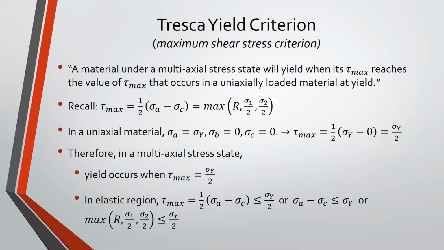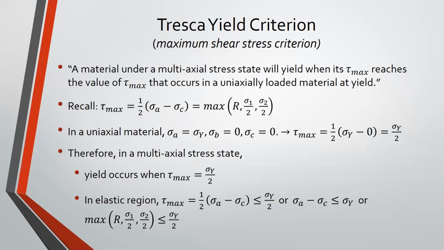So one of the ways that we can predict yield is through what we call the Tresca yield criterion, and this is also called the maximum shear stress criterion. But this is just one of a few different ways that we predict yield. And so the rule that guides this theory is that a material under a multi-axial stress state will yield when its maximum shear stress reaches the value of maximum shear stress that occurs in a uniaxially loaded material at yield.